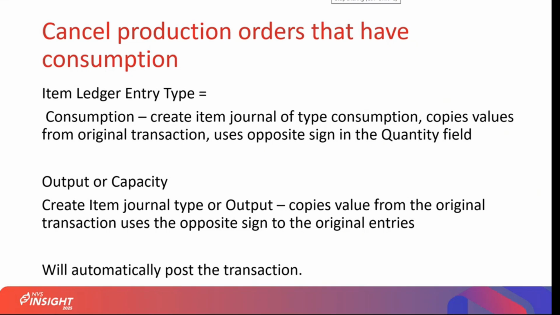If you're in the item ledger entries and you're highlighting a line that's of type consumption, it will create the item journal for that type of consumption. It's going to copy all the values from the original transaction, and then use the opposite sign of whatever was posted in the first place. So if it was positive, it's going to make it negative, or vice versa. And then for output or capacity, it's going to create an item journal of type output, copy the values again from the original transaction, and use the opposite sign to the original entries. The big part is it is going to post automatically, so then you can go see it when you look at the item ledgers or the capacity ledgers.